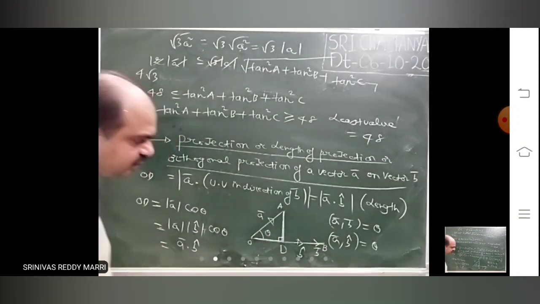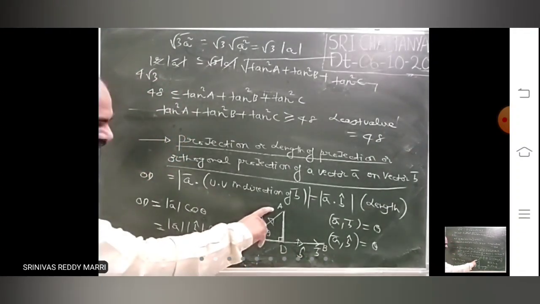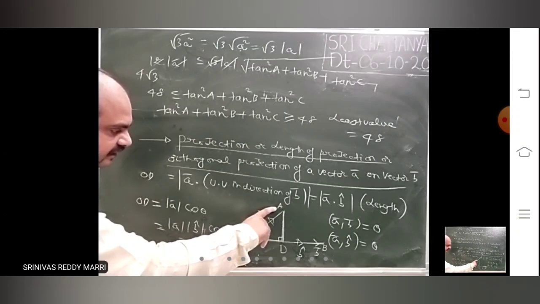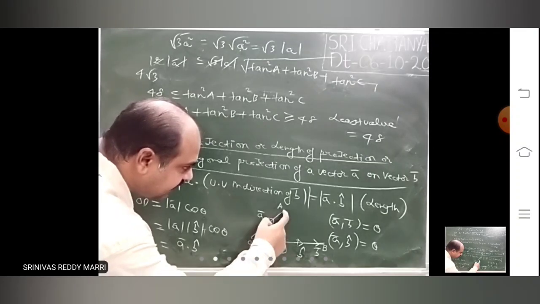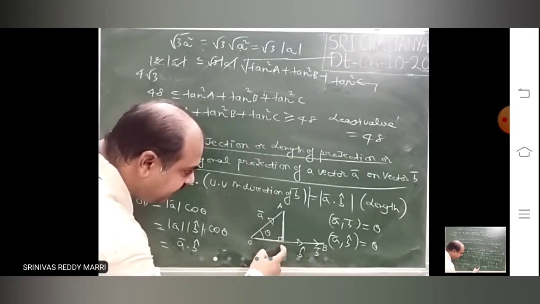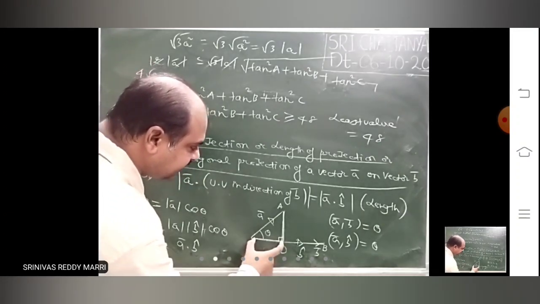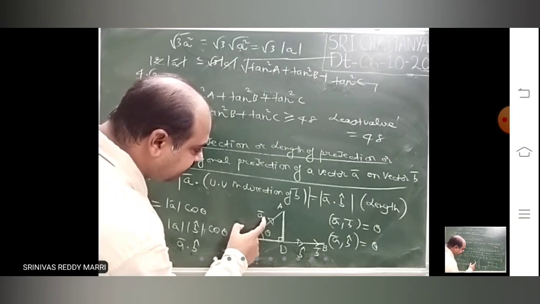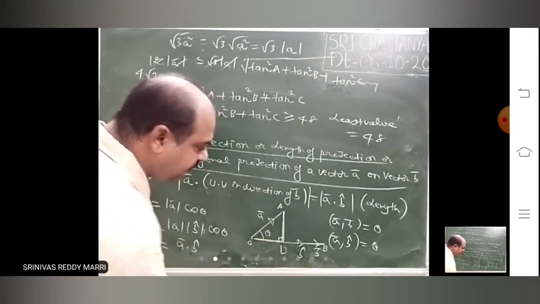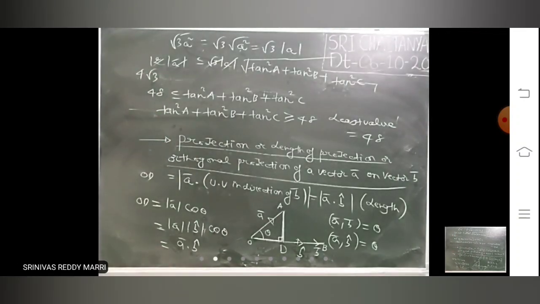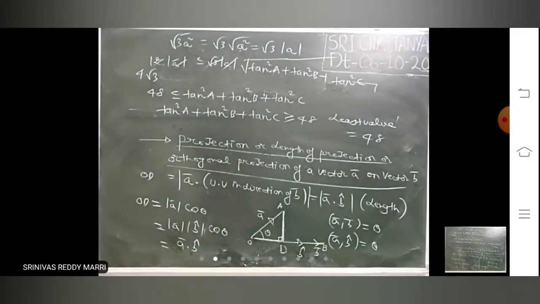B cap is the unit vector. Don't write B bar, write B cap. That means the projection of A bar on B bar is nothing but this OD length. Drop the perpendicular, let us say it meets at D. This OD length, if you want to calculate from the initial point to where the perpendicular meets, is nothing but A bar dot the unit vector in the direction of B bar. That is B cap you have to find out. So OD is nothing but modulus A bar dot B cap.